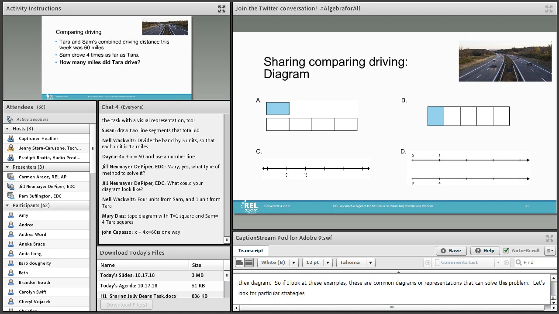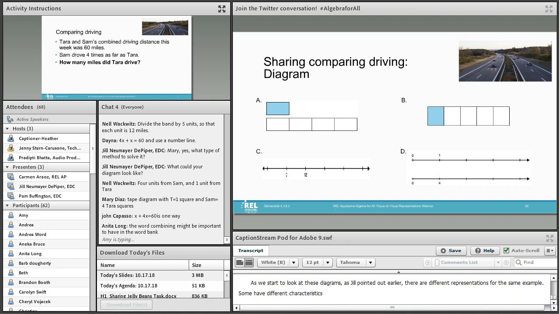Let's look for particular strategies that they could use. Oftentimes, if you look at A, for example, some students just draw the bar diagram or tape diagram that's there in white. They don't put in how much Tara drove. As we start to look at these diagrams, as Jill pointed out earlier, there are different representations for this same example. Some have different characteristics than others. Some are better for solving this problem.